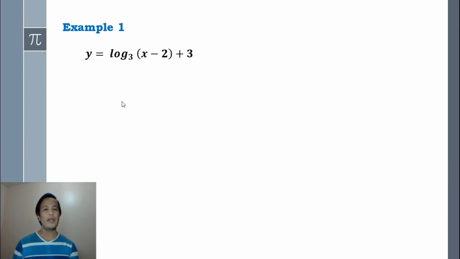For example, we are to plot the graph of y equals log of x minus 2 to the base 3, plus 3. Now this time, we will take the graph one by one. So let us plot first the graph of y equals log of x base 3, which is in general form. Let us exclude first the negative 2, the horizontal translation, and the vertical translation, which are the h and the k.